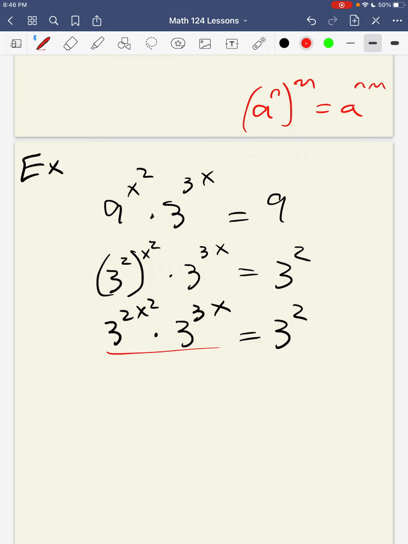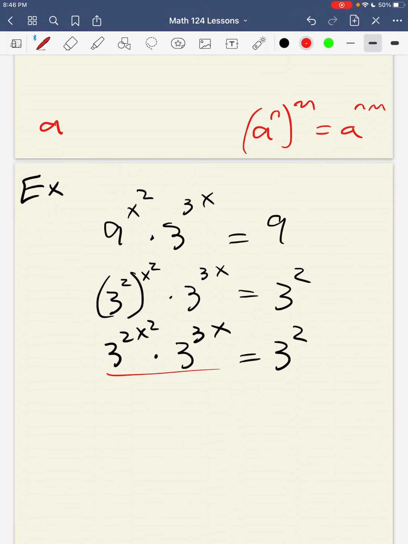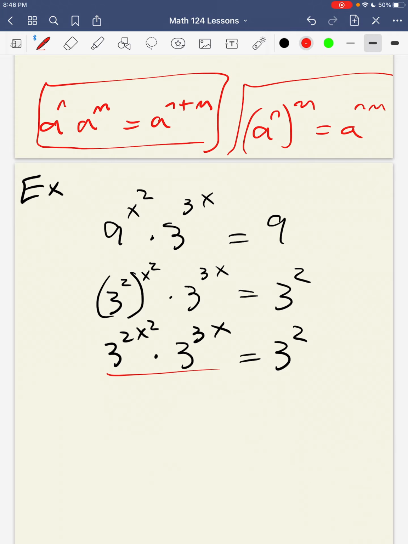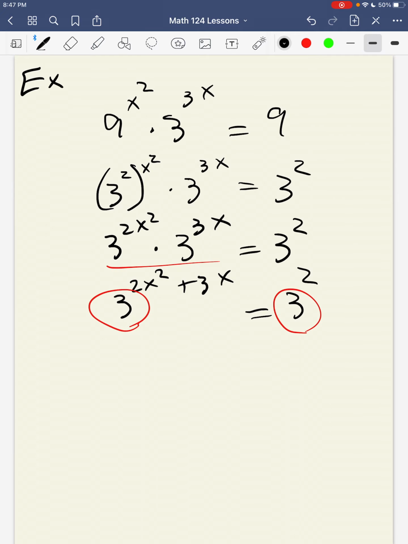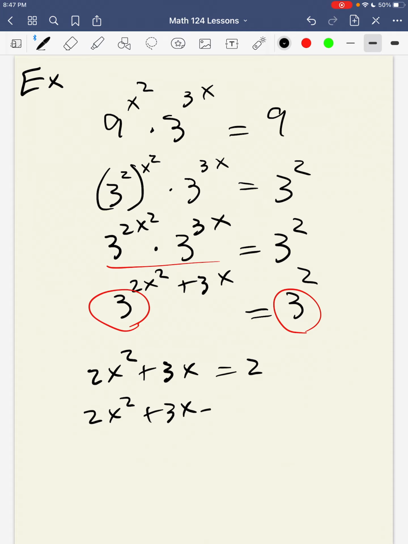Okay, and now we need to multiply this out. We'll use the property where a to the n times a to the m equals a to the n plus m. So these are two properties we can use. So we get 3 to the 2x squared plus 3x equals 3 squared. And now since the left-hand side and the right-hand side have the same base, we can set the exponents equal. And then we just solve this equation. So put everything on one side and then plug into the quadratic formula.